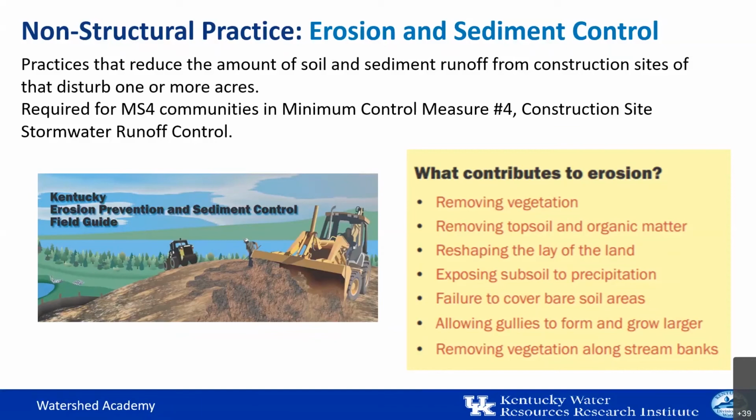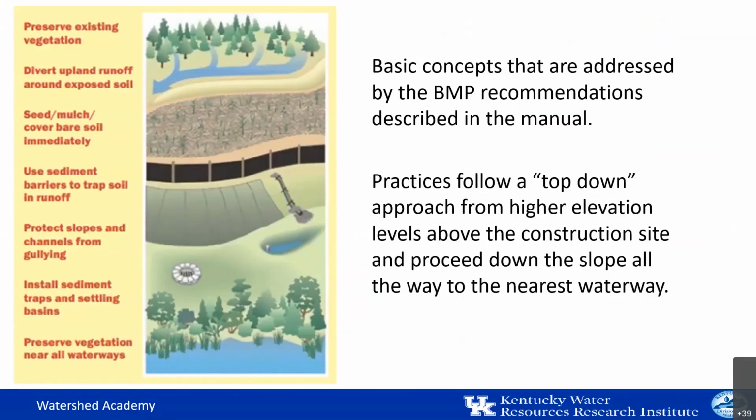Basically, you just need to try to avoid or do the opposite of these things listed here, from removing vegetation and topsoil and organic matter. It relates to the way the land is reshaped and the subsoil is exposed to precipitation. This graphic shows the basic concepts that are described in the manual that address those issues that I just mentioned. The practices follow a top-down approach from higher levels above the construction site and proceed down the slope all the way down to the nearest water body.